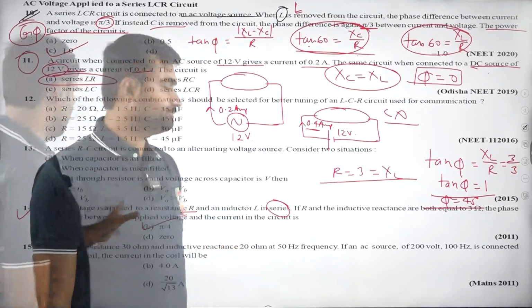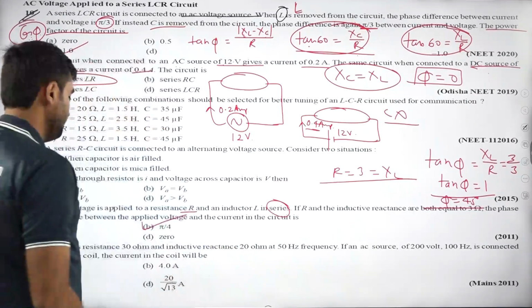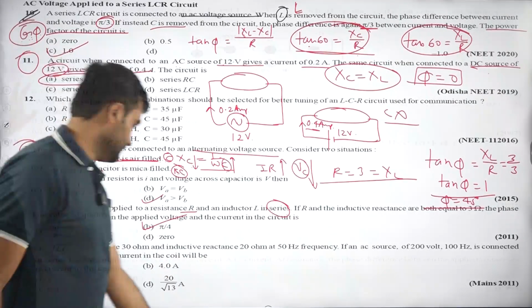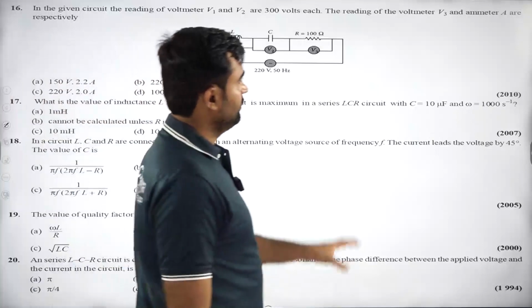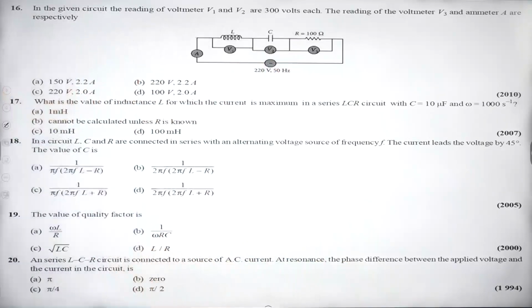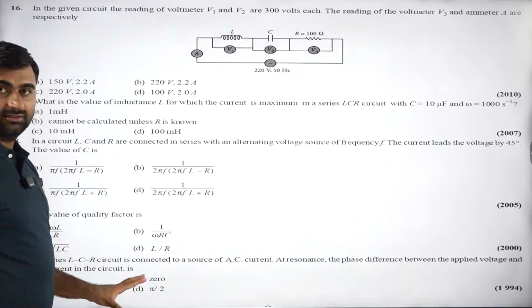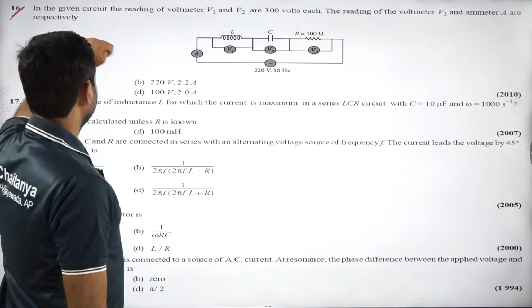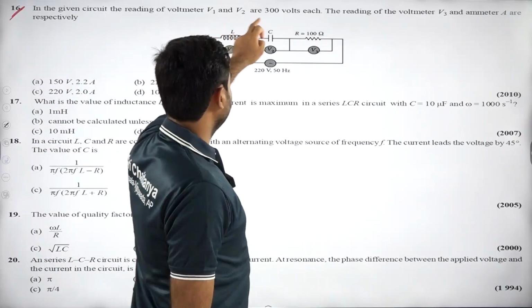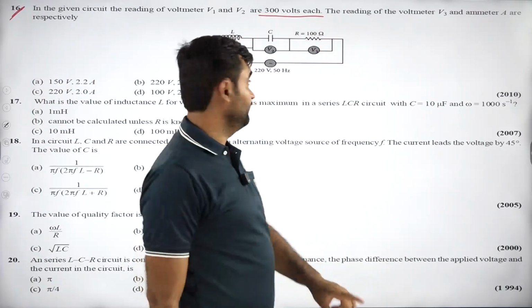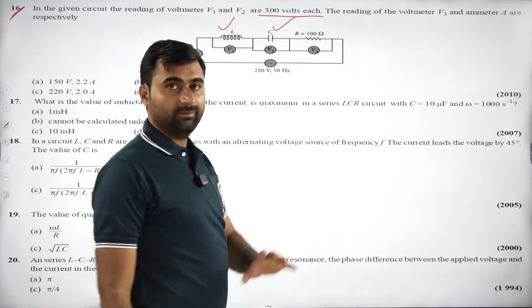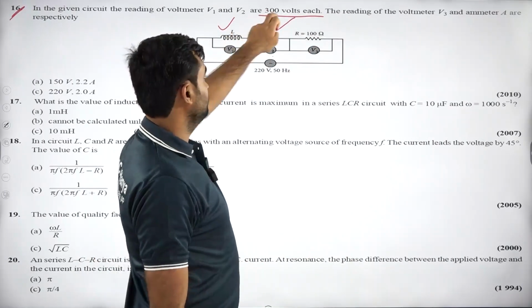Understood? Okay. So these are the questions which came in previous years and we understood. Now we will discuss this question. It came in 2010. These are all LCR circuit questions. Now what is given? In the given circuit, voltmeters V1 and V2 read 300 volt. V1 is across the inductor. V2 is across the capacitor. Both are equal to 300 volt.